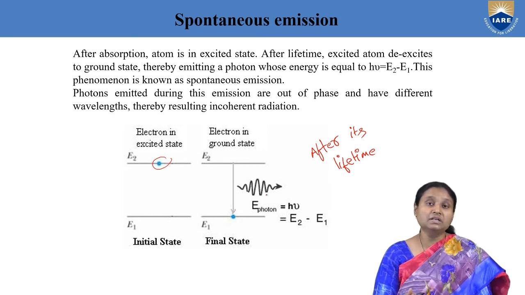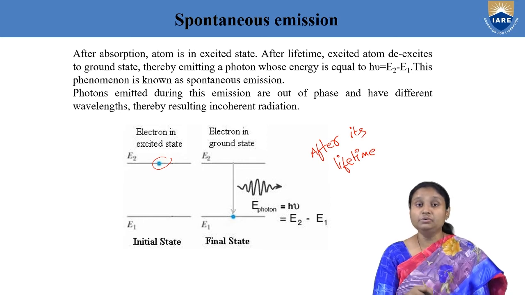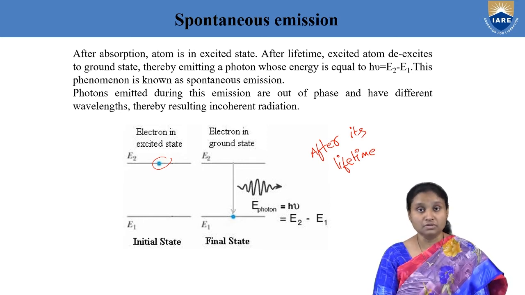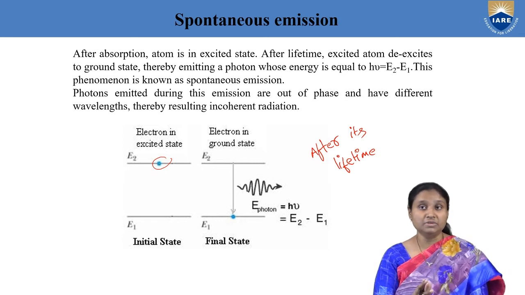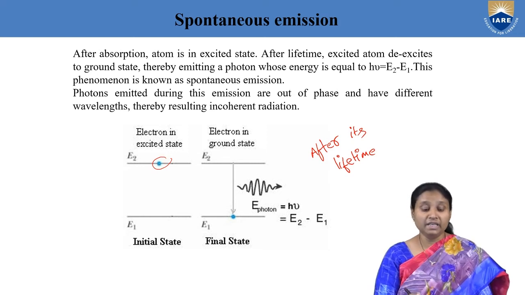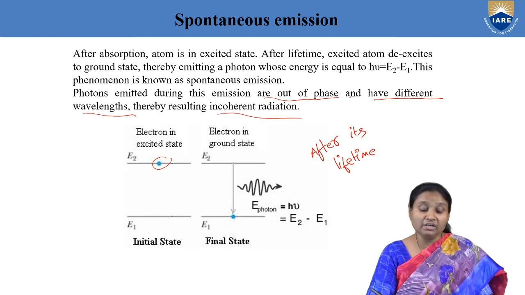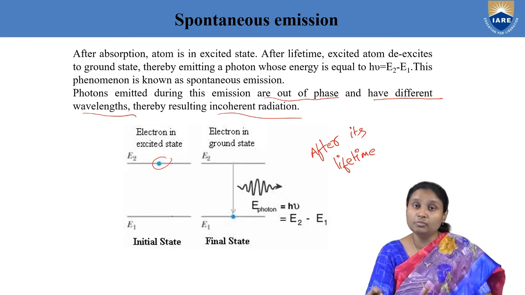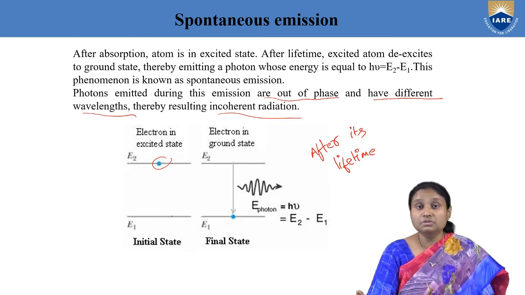Suppose 4 atoms are coming down because of spontaneous emission, after their lifetime, from E2 to E1, then we have emission of 4 photons. So like this, if the number of photons gets multiplied because of spontaneous emission, we'll observe what type of radiation we are going to get. We are going to get radiation where photons are completely out of phase and they have different wavelengths, and of course, incoherent radiation. So the light we get is not monochromatic and is incoherent, a polychromatic light, and it is also not highly intense.